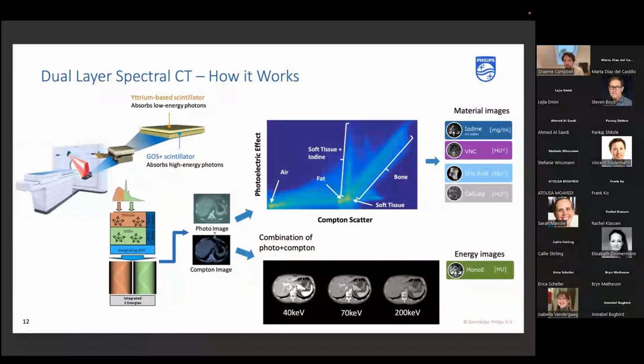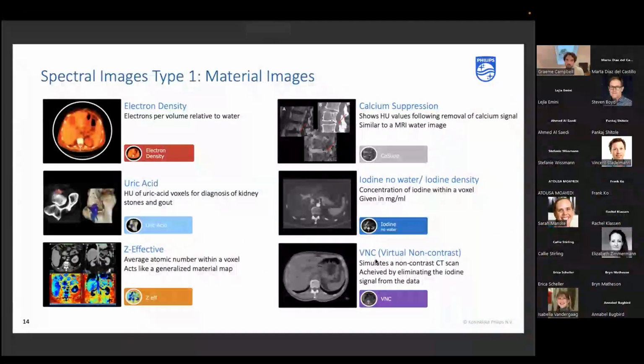And if we combine these with different weightings, then we would get the monoenergetic images. So we would have a very high energy simulated image, or a very low one. And this is because at a very low energy, we have a lot more photoelectric effect versus scatter, which is more at higher energies. So what kind of images do we have?